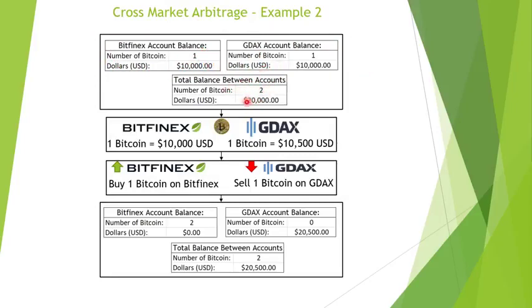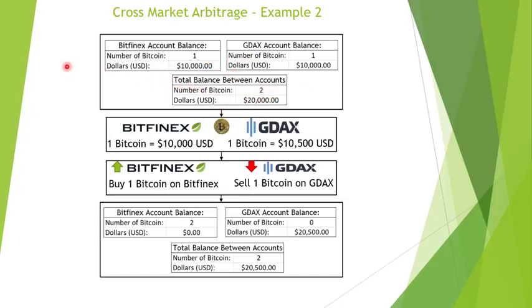Yeah, 2 Bitcoins total and a total of $20,000. So this is really my net total between both accounts. And what I want to see is either the number of Bitcoins go up or the number of USD go up. I don't care necessarily what happens in an individual exchange. I want my total amount to increase.